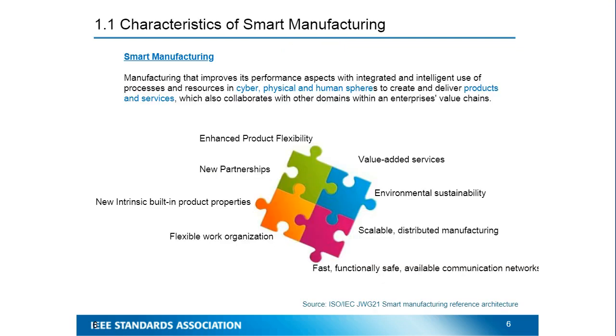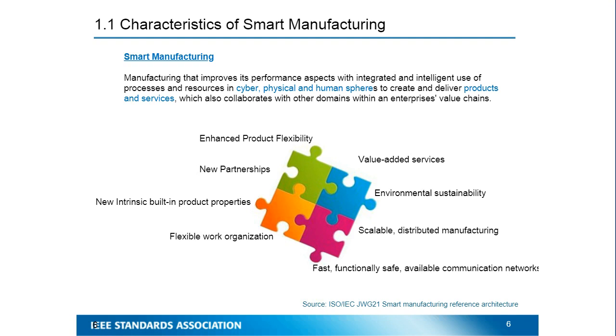Based on the study of ISO and IEC, smart manufacturing is defined as the manufacturing that improves its performance aspects with integrated and intelligent use of processes and resources in cyber, physical, and human spheres to create and deliver products and services, which also collaborates with other domains within an enterprise's value chains.